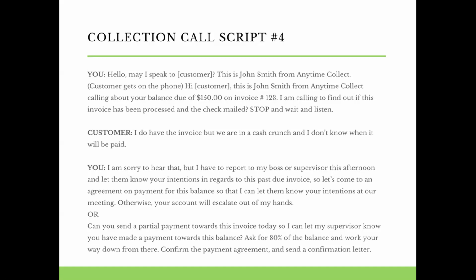The other option is, again, trying to get to some sort of agreement. Can you send a partial payment towards the invoice today? And then we can work together to get the remaining payments from there.